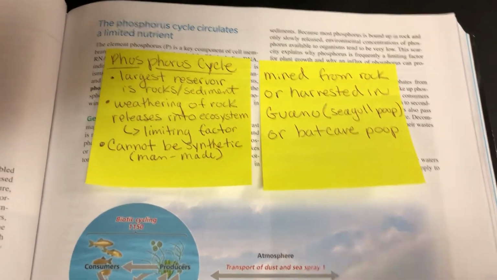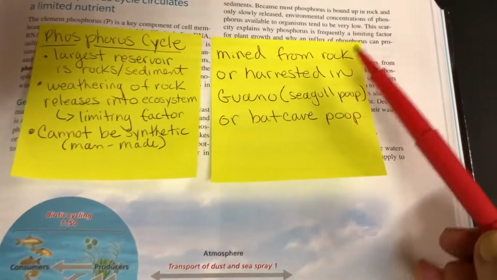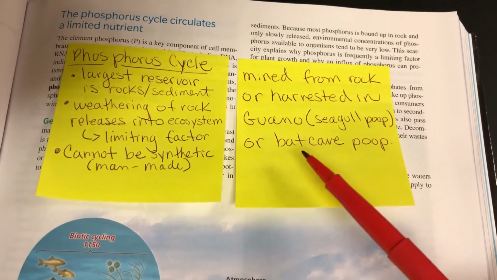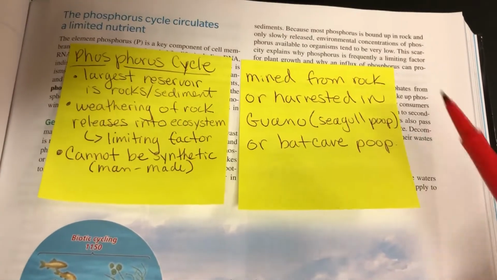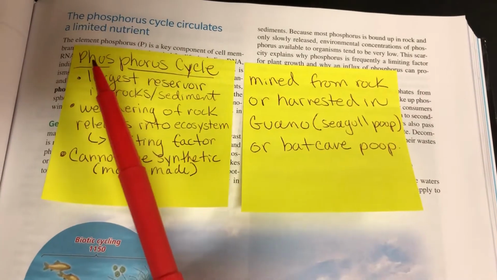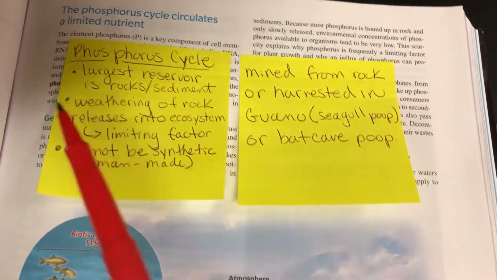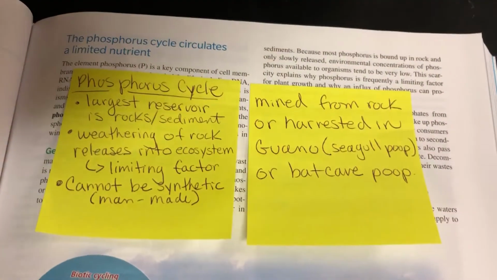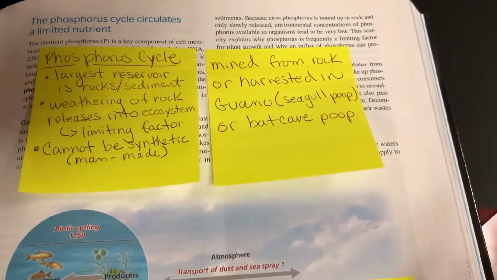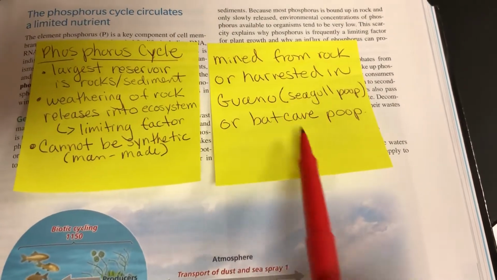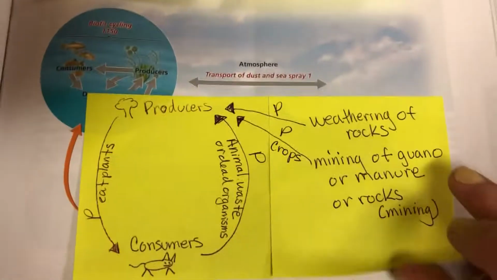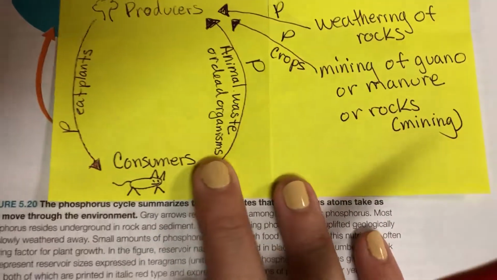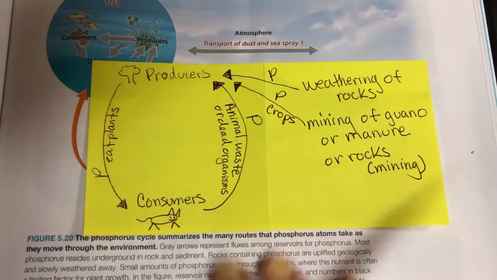So we can only get it from the rock, or it's harvested in guano, which is seagull poop, or from bat cave poop. Yes, all right? Just remember, phosphorus with a P, P for poop. They go hand in hand. So one of the other ways we can get phosphorus naturally is basically harvesting the gigantic mountains of guano or bat cave poop.